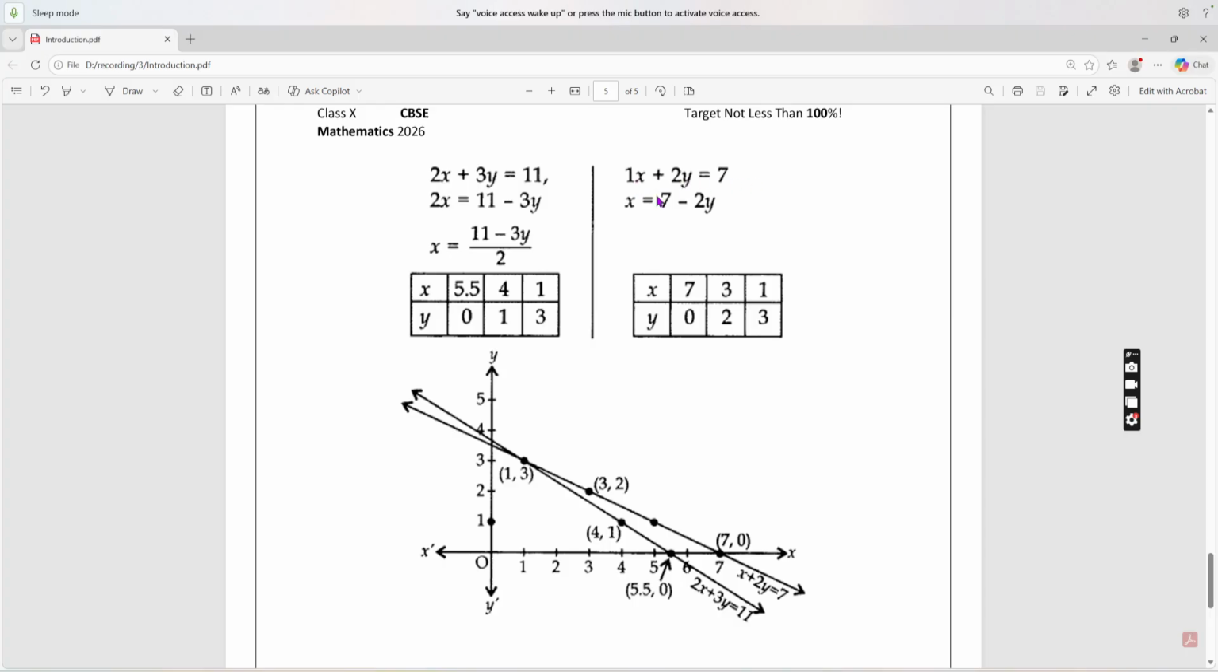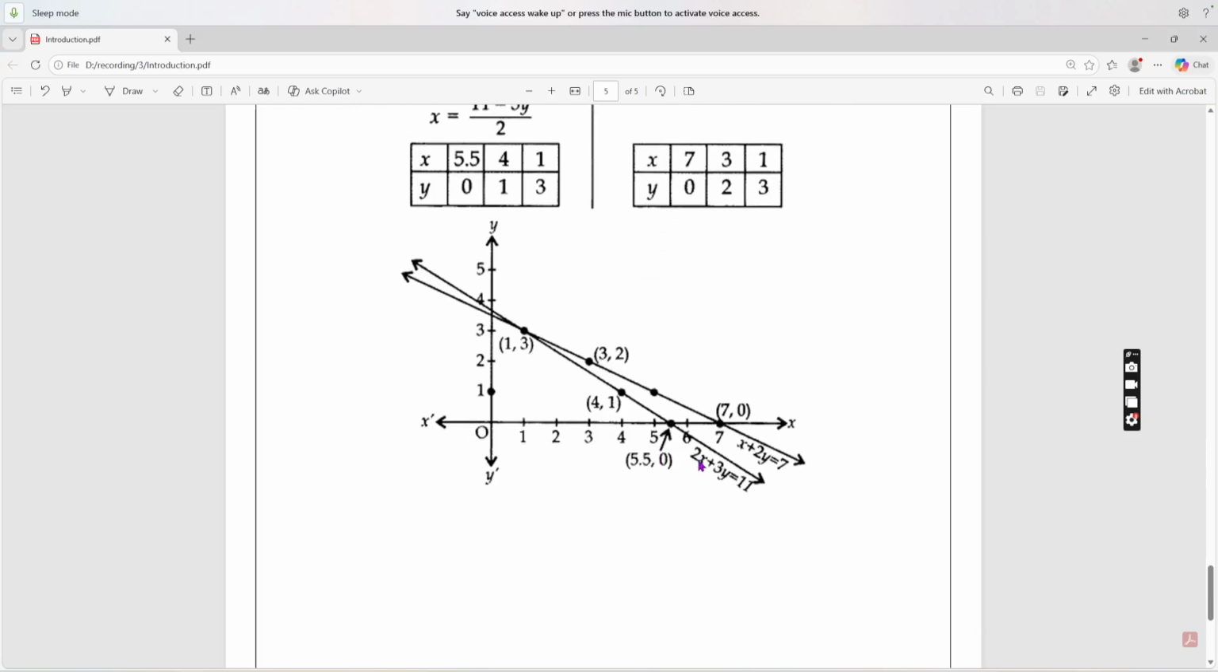x plus 2y is equal to 7. x can be written as 7 minus 2y. Now I can take y as 0. So 7 minus 0 is 7. Now I am taking y as 2. So 2 twos are 4, 7 minus 4 is 3. Now y as 3. 3 twos are 6, 7 minus 6 is 1. Now I'm going to plot this as we were doing in the previous. Here the point of intersection is 1 comma 3.